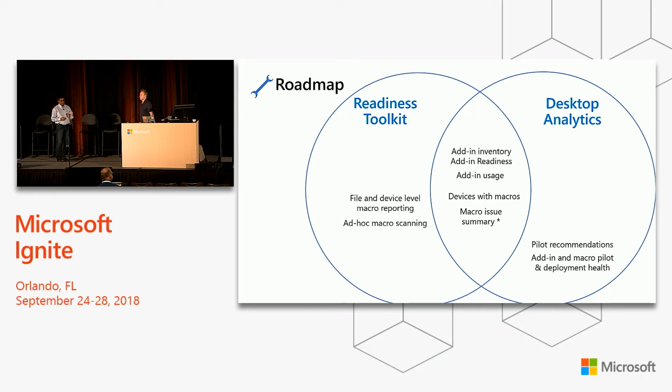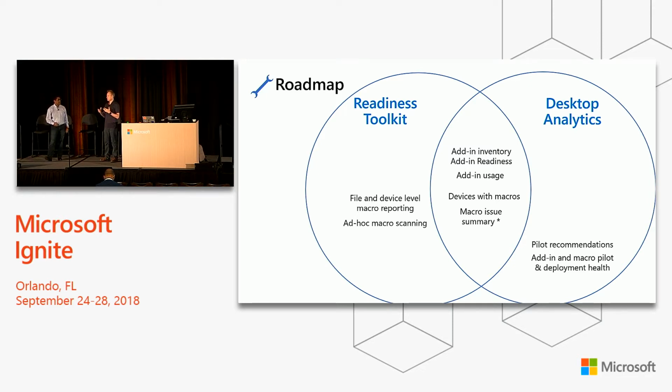Yeah, so it's not that the readiness toolkit is going away, it's that the features are evolving into desktop analytics. Out of the box, desktop analytics will give you your inventory of add-ins and tell you the readiness and adoption information on it. And out of the box, it'll tell you which devices have macros on them. If you want more information, you can use the readiness toolkit alongside it. So if you want to know which add-ins are being used, you install that. And if you want a deeper analysis of potential macro issues, then you run that as well.